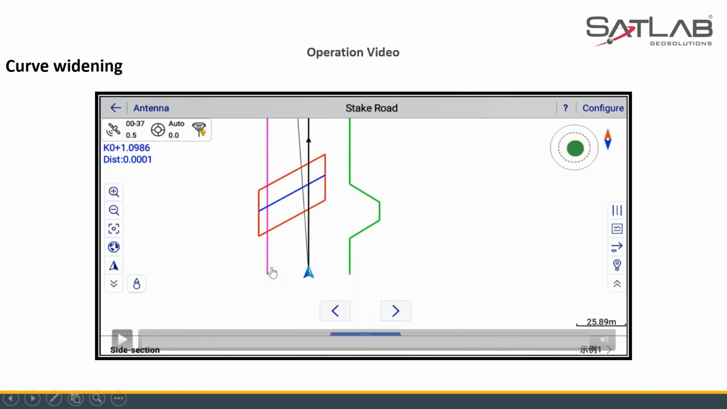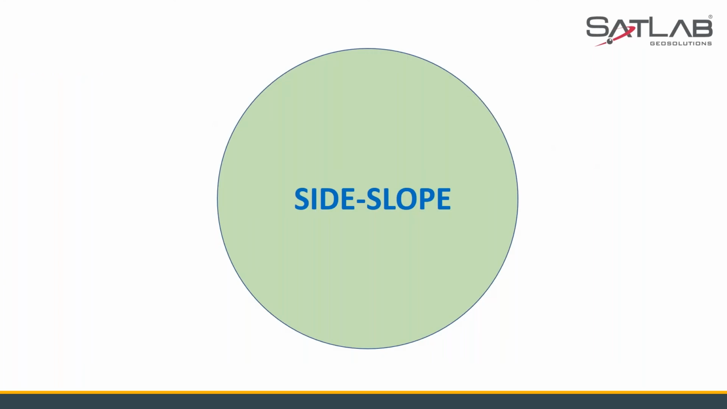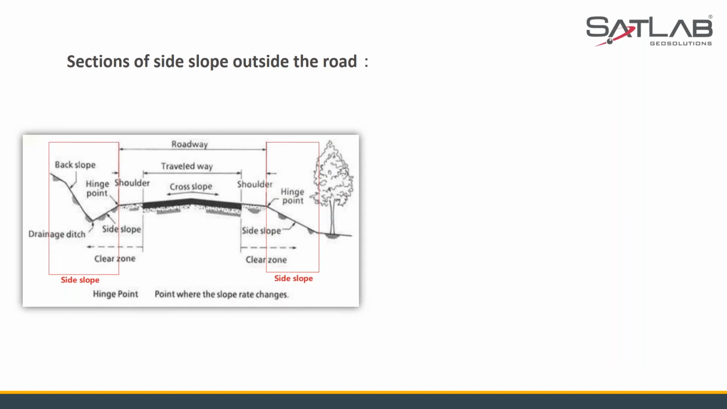So far we are done with the horizontal alignment with the 3 different methods. We are done with the vertical alignment. We are done with the Superelevation. We are done with the cross sections. We are done with the curve widening. Now comes the last part of this particular geometry, which is side slope, which is quite important. Side slope. What are these side slopes?